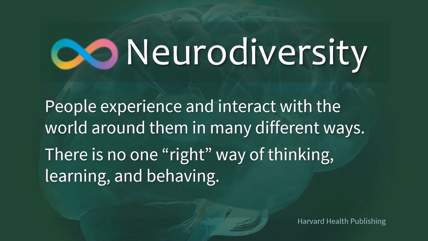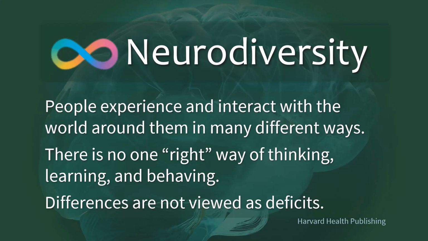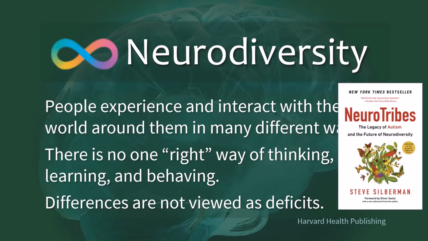So the word neurotypical is used in contrast to neurodivergent, but using the neurodiversity model, neurotypical doesn't mean normal, correct, or better. And the other thing that's part of this neurodiversity model is that, unlike the medical descriptions of neurodivergent conditions, neurodiverse differences are not viewed as deficits. It's just the way people are. A book that might be useful for you in understanding neurodiversity is Steve Silberman's book, Neurotribes.